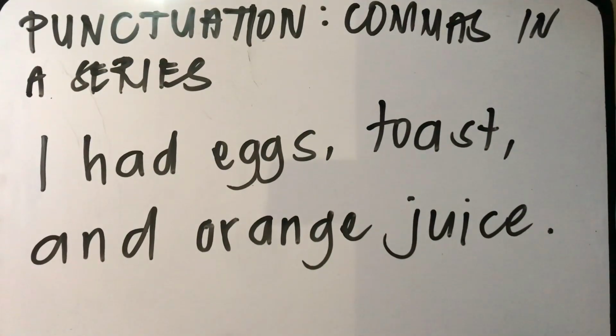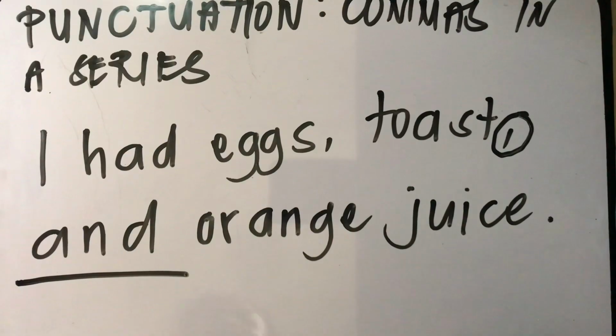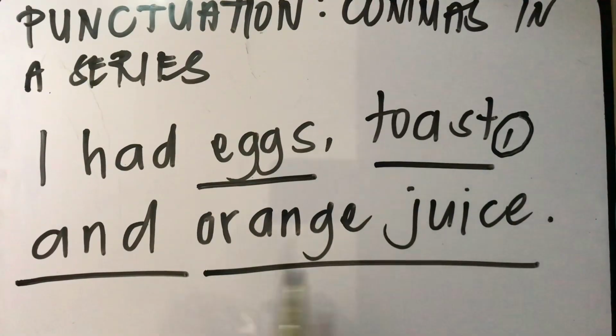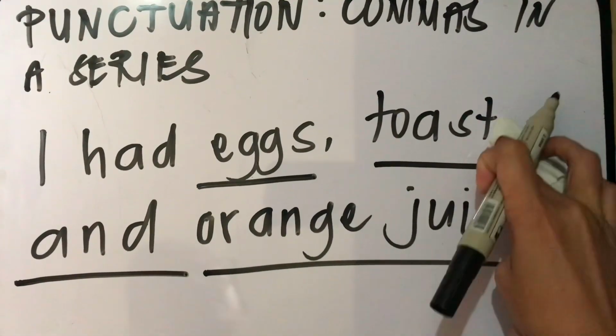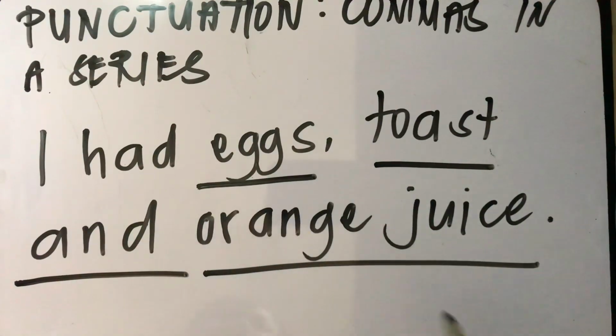So the examples of a series comma are placed here before the conjunction "and." So I had eggs, toast, and orange juice. So I had them individually. So if we remove the serial comma, it will be like this: I had eggs, toast and orange juice.